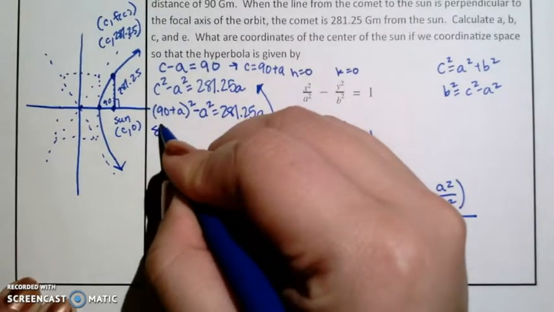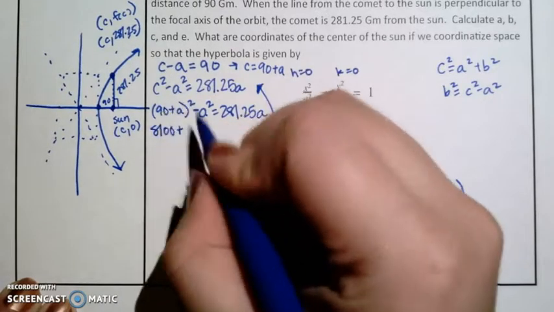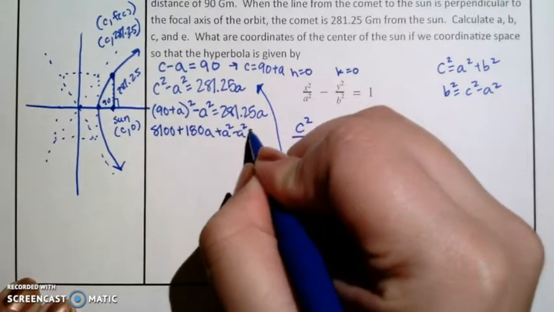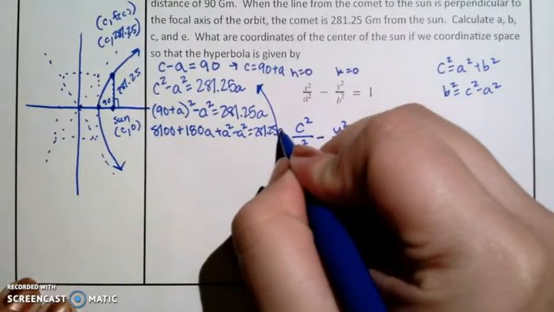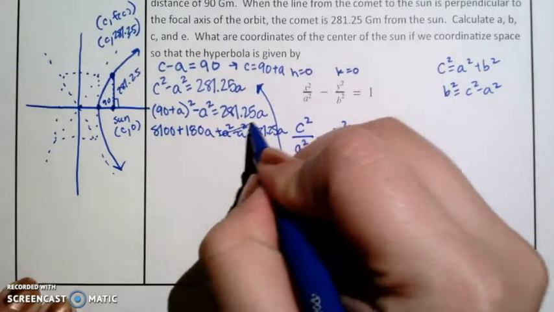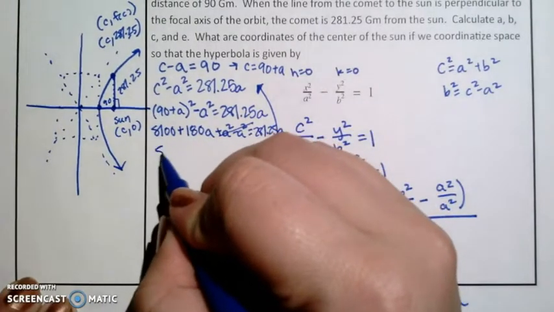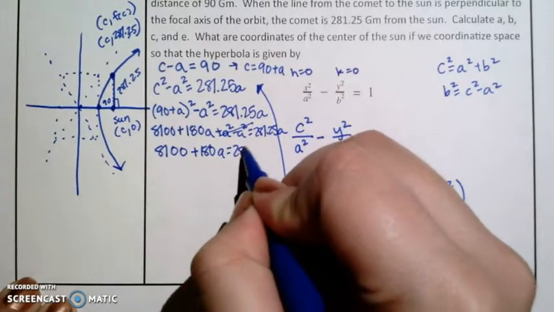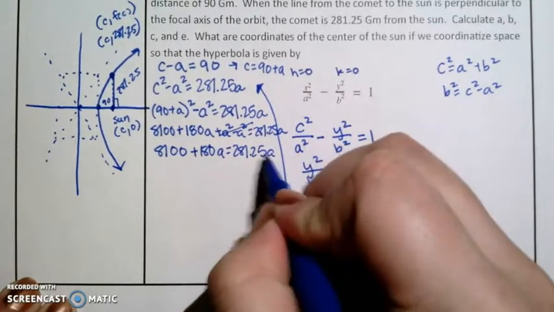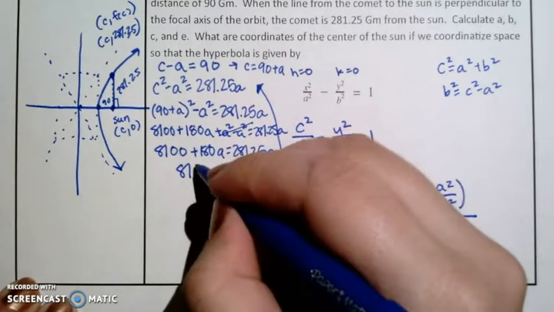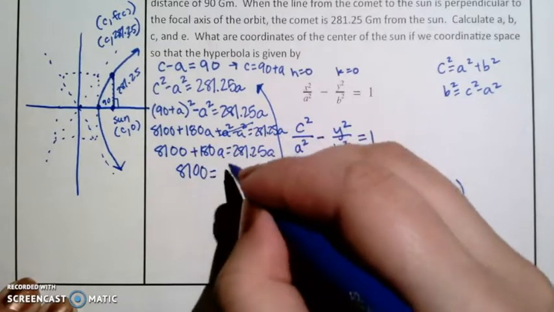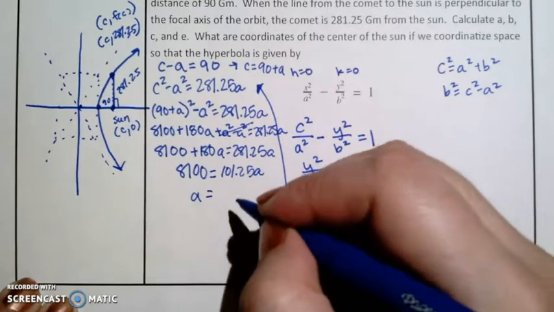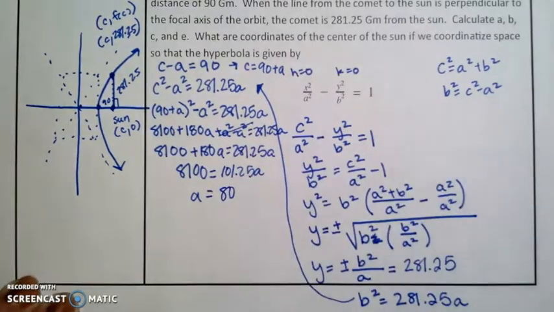When I have a binomial squared, I have to distribute. So 90 times 90 is 8100, plus 90 times 2 is 180a, plus a squared, minus a squared, equals 281.25 times a. The a squareds will cancel out. So I have 8100 plus 180a equals 281.25a. Subtract the 180a from both sides: 8100 equals 101.25a. Dividing both sides by 101.25, I get that a equals 80.